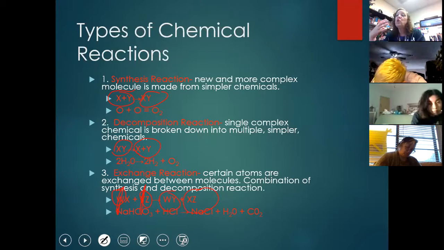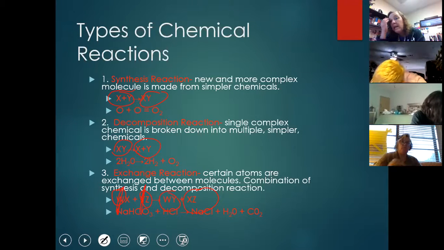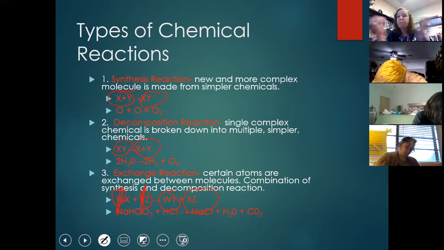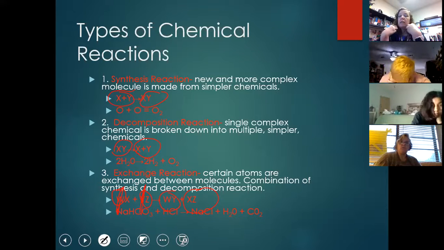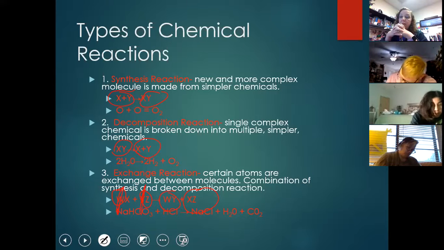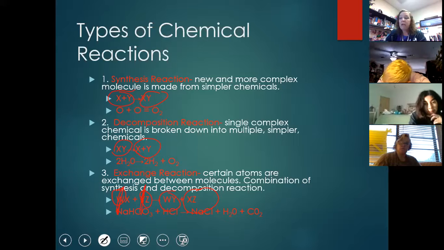Now my synthesis to create something takes energy, right? It takes energy to bake a cake. Decomposition, well, what happens when we break a bond? We release energy. So synthesis, we need energy. Decomposition, we're releasing energy. And then in our exchange, we don't have anything happening because they cancel each other out. The bond breaking provides the energy needed to make something new. And those are the three definitions of our chemical reactions.